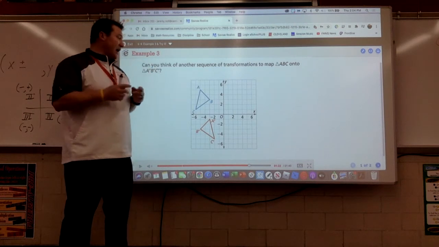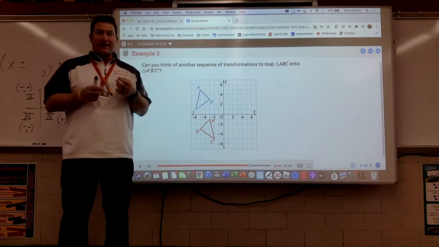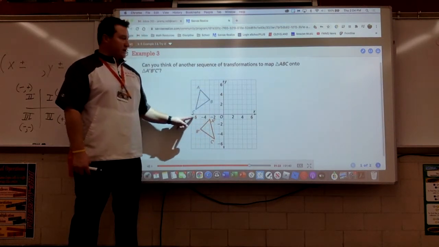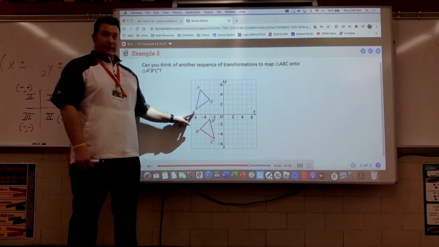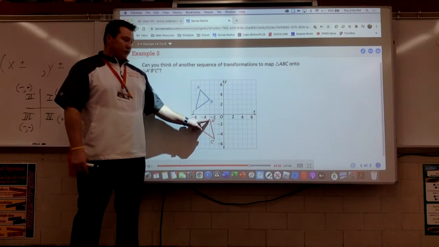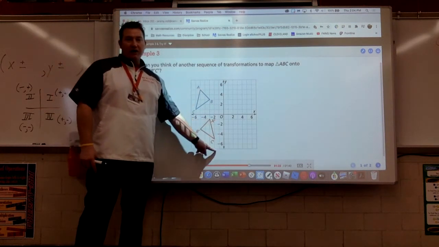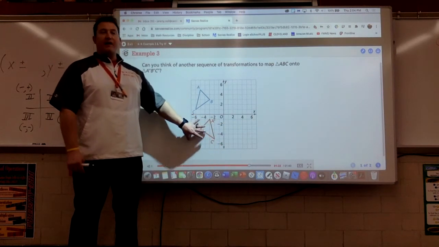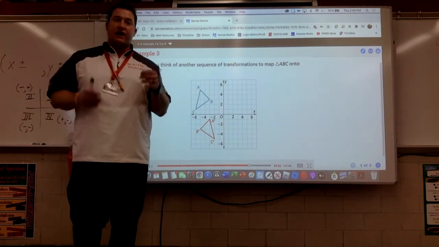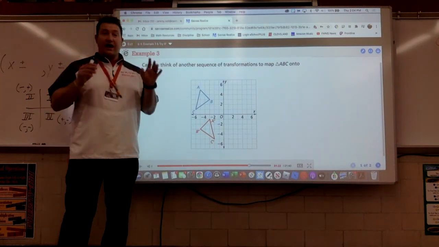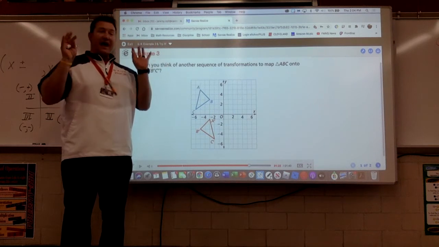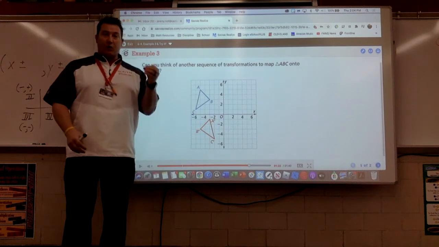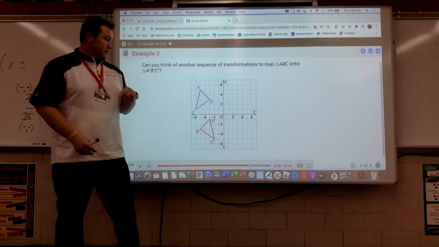Well, the sequence I want to look at is all about orientation first. So if I look at my pre-image, I'm going clockwise around it: A, B, C. Start at A. Look down here at our image. Again, I'm going to go clockwise around it. I go A, C, B. That tells me my orientation changed, and lights and sirens should go off. We have to do a reflection. Reflection is the only one that will change my orientation back.